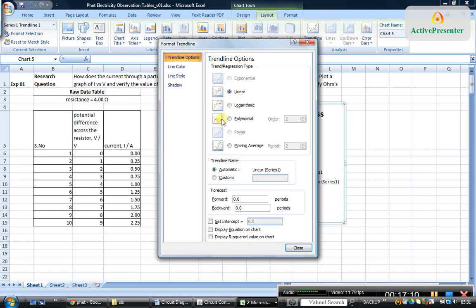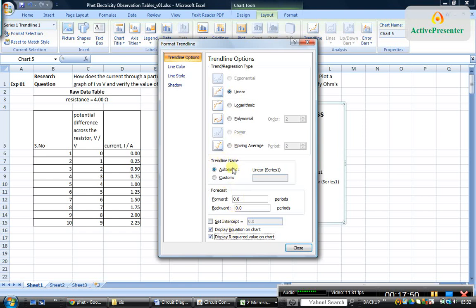If your data points are scattered in such a way that you get some kind of curve, you can select polynomial. So in this case we will select linear and select the checkbox for display equation on chart and display R squared value on chart. Now R squared value can only range between 0 and 1. The closer it is to 1, it means the graph which the spreadsheet is plotting for you is accurately fitting the data. So if it's exactly 1, it means the graph which the software is plotting is a perfect fit for your data. If it is less than 0.9, then it's not such a good fit.